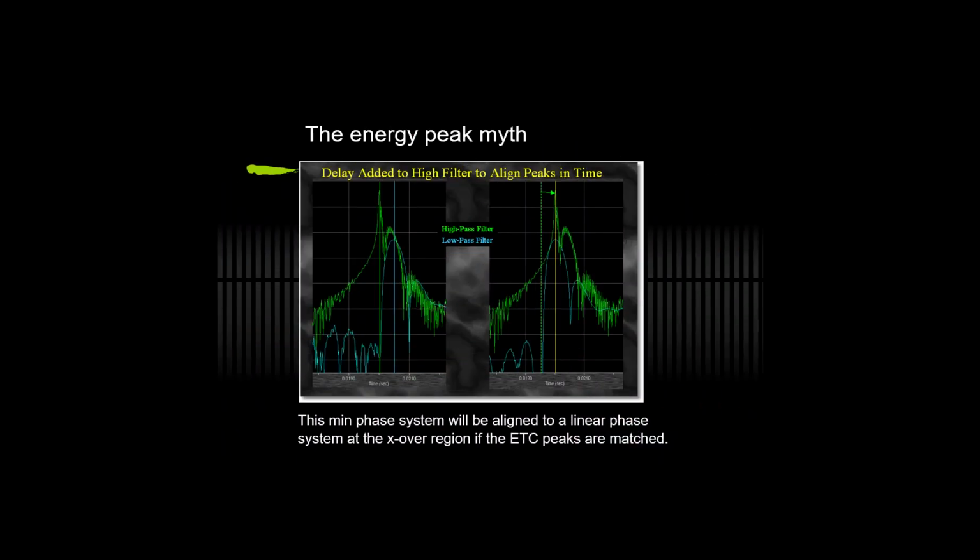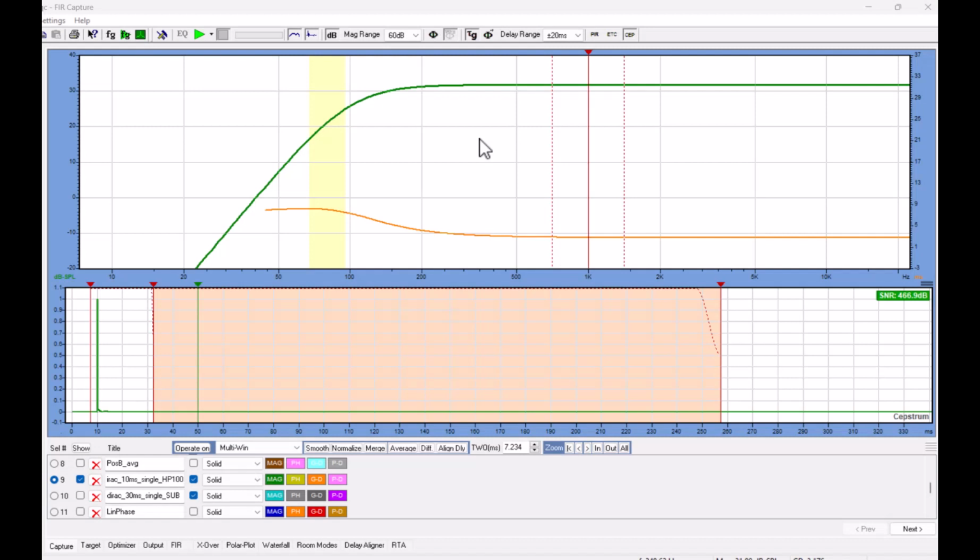This method is found in other measurement systems, tutorials and help files. And the method is damn wrong. It aligns the tops to subs with its energy peaks. And here I'm going to show you why.